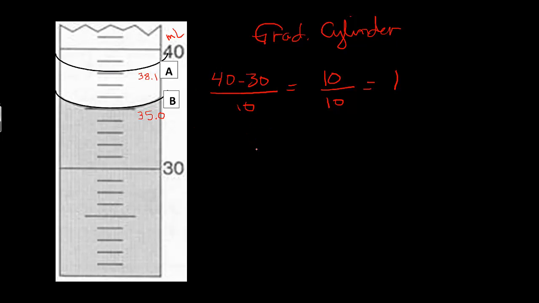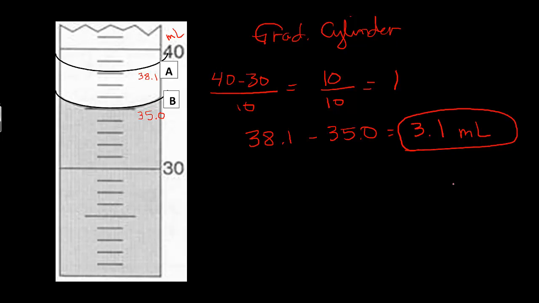Okay, I'm going to take 38.1 minus 35.0, and I've got 3.1 milliliters has been released. Okay, if you got 3.2, that would be okay. Or 3.0. Let's go to the next example.